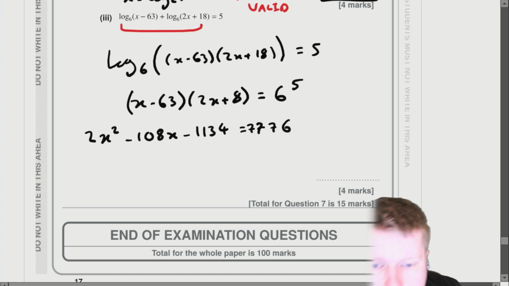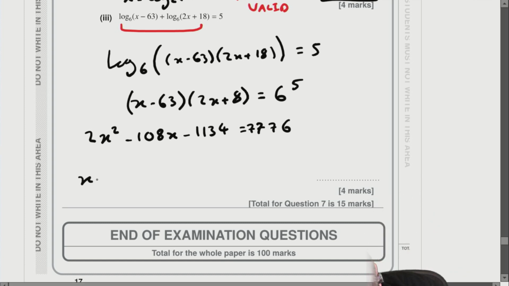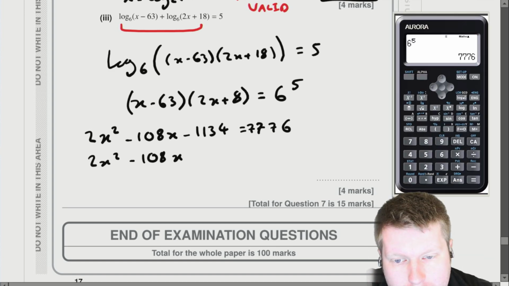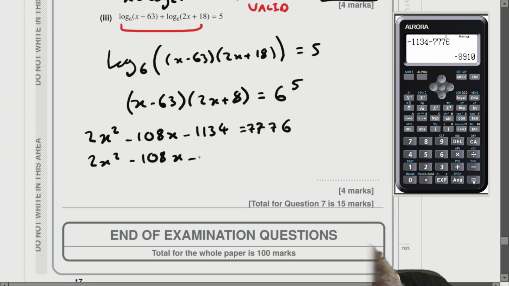And actually, I don't really fancy factorising that. It looks a bit messy. So what I'm going to do is use the quadratic formula. First of all, I need to make it equal to 0, don't I? So 2x squared minus 108x, and then, again, bring my calculator in. 7776, I'm going to take that away from both sides. So negative 1134, take away 7776. Press equals, and you get negative 8,910 equals 0.